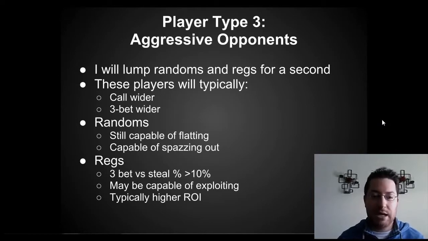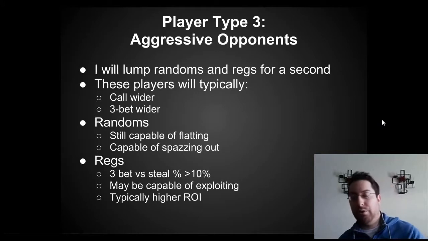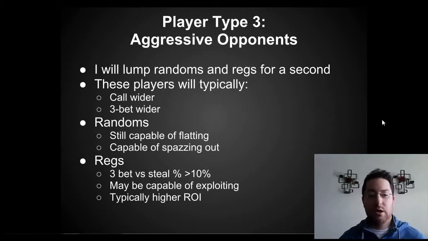Aggressive opponents, by nature, are potentially going to call all-ins wider. They're going to 3-bet wider. Random players, the loose, fishy players, the losing players, even though they're aggressive, are still capable of flatting. They're capable of spazzing out. They come in all shapes and sizes, and they're going to do a lot of wacky stuff. We'll talk about how to deal with them in a couple minutes.